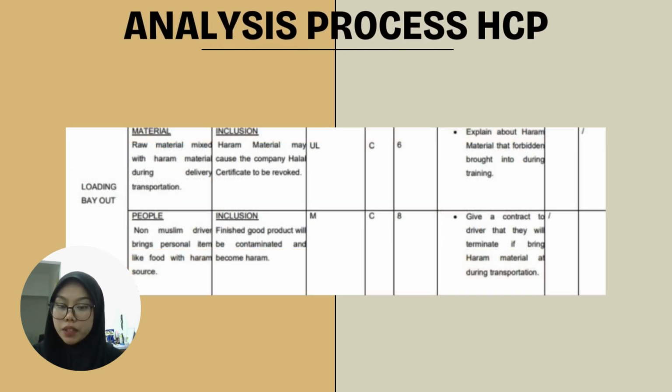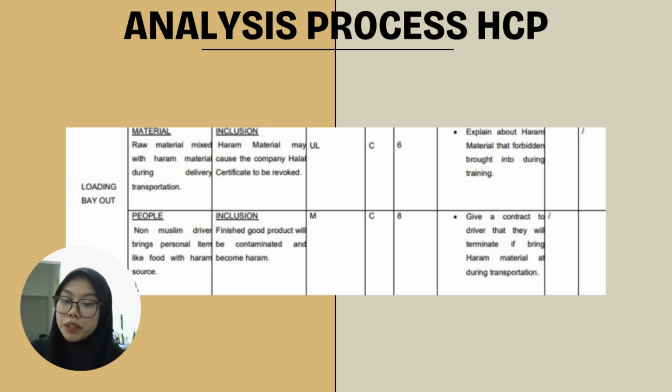The last HCP that we chose in the flowchart is the loading layout or distribution for material: raw material mixed with haram material during delivery transportation. The consequence is that haram material may cause the company halal certificate to be revoked. The likelihood is unlikely, and when this happens it will be critical. The risk ranking will be six. To avoid this from happening, we need to explain during training about haram material that is forbidden to be brought in.